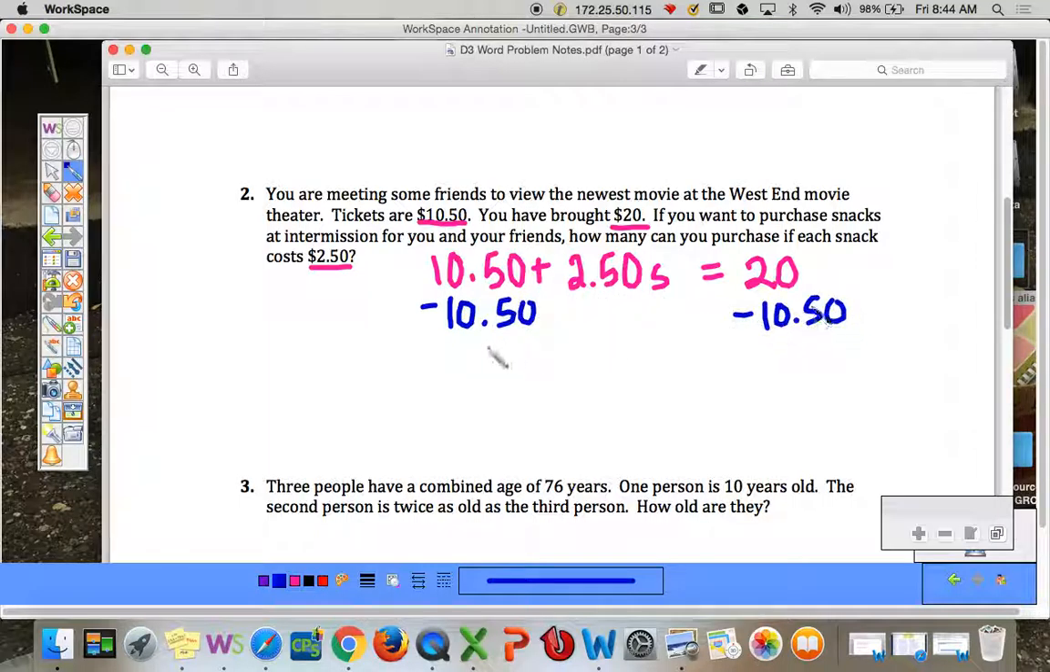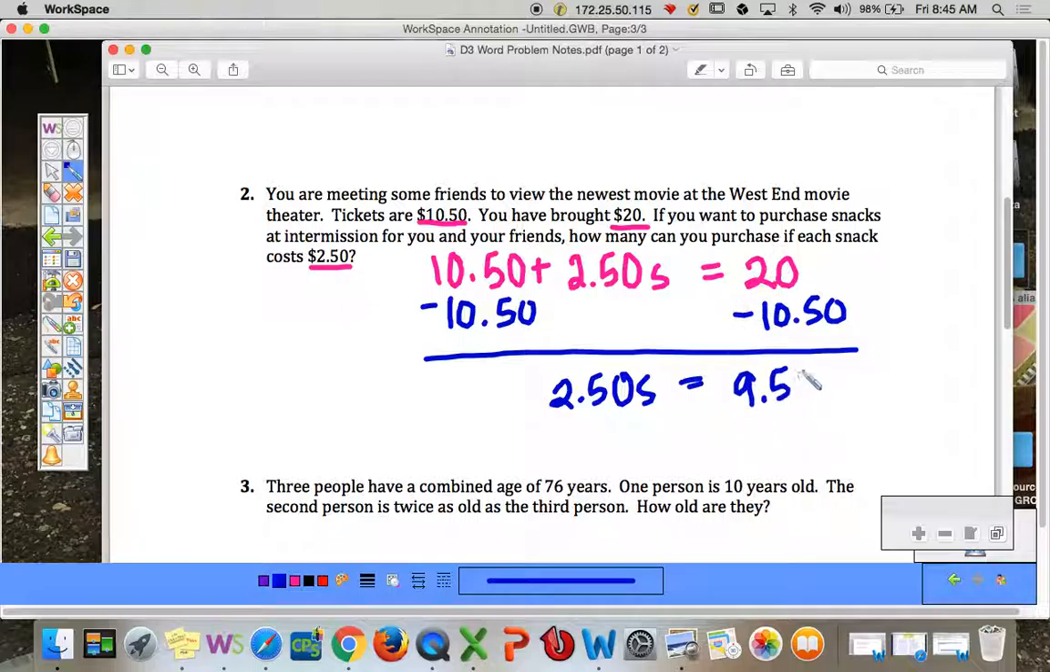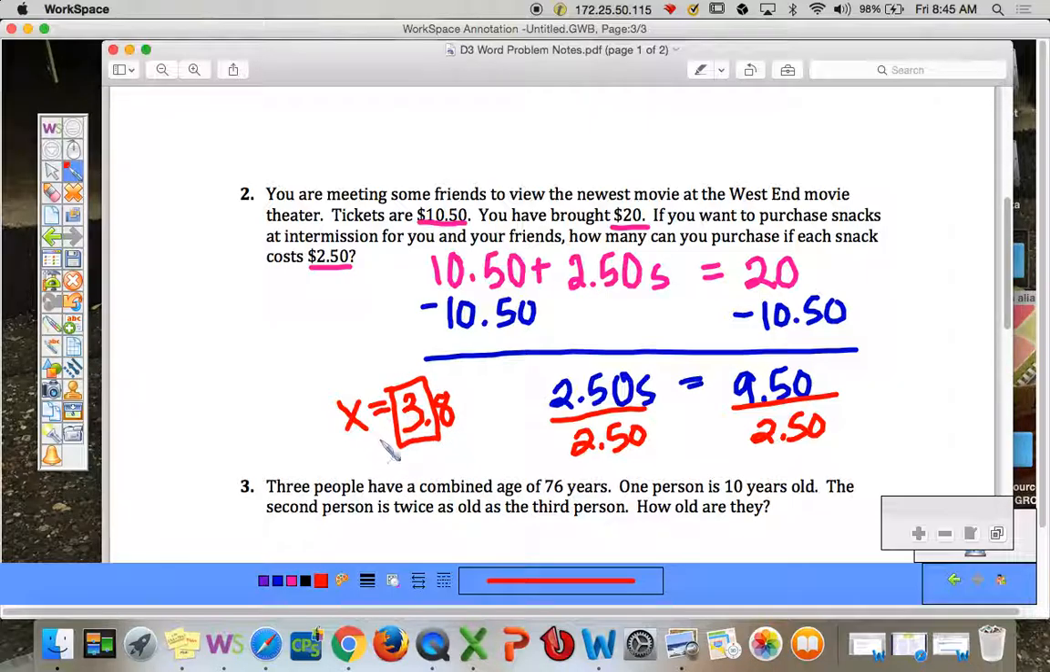So we got $2.50 S on this side equals, and we have 20 minus 10.50, which is $9.50. And to get rid of the 2.50, it's being multiplied, so we're going to divide each side by 2.50. And S is 3.8, which means we could buy almost 4 snacks, so 3 snacks, and we'd still have some money left over. So 3 snacks.